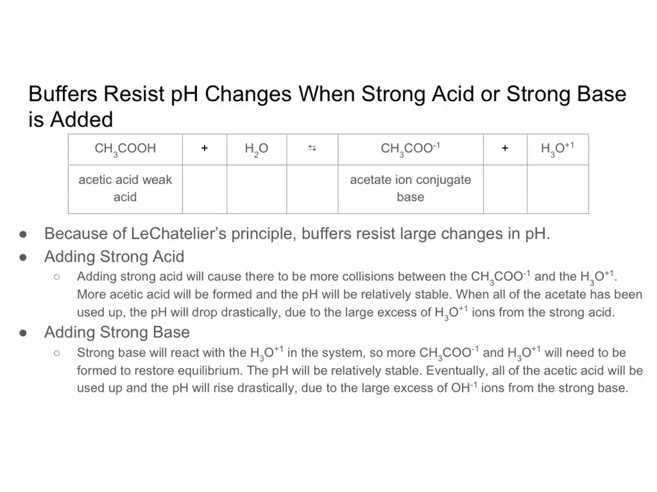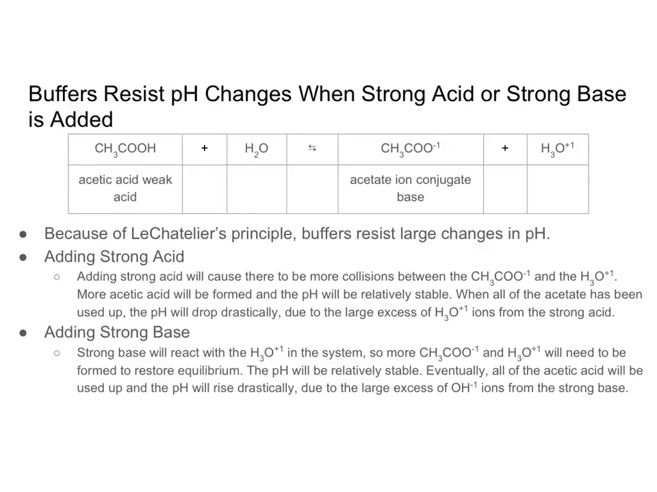And conversely, if we add a strong base, the strong base will react with the H3O plus in the system, so more acetate ion and H3O plus will need to be formed to restore equilibrium, and as a result of that, the pH will be relatively stable. Eventually, all of the acetic acid will be used up, and the pH will rise drastically due to the excessive OH ions from the strong base.